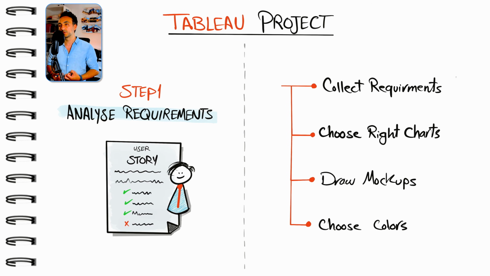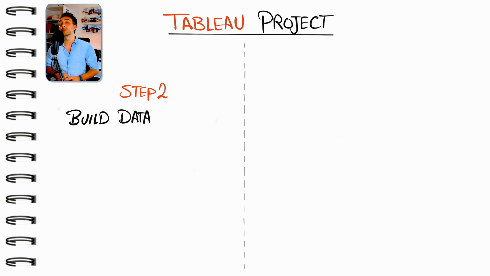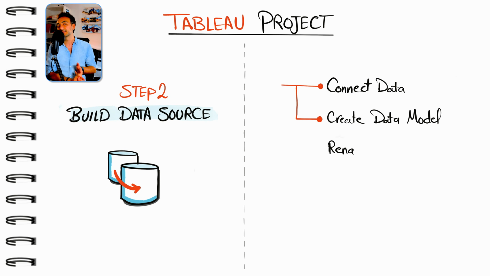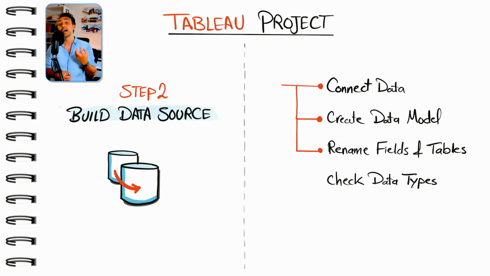Then after we have understood the requirements, we can start building stuff in Tableau, and we start with the first step by preparing the data source. And here we have the following steps. First, we have to connect our data, then we have to build a data model, and then the last step of that, we're going to understand the data model and the data inside our data source.